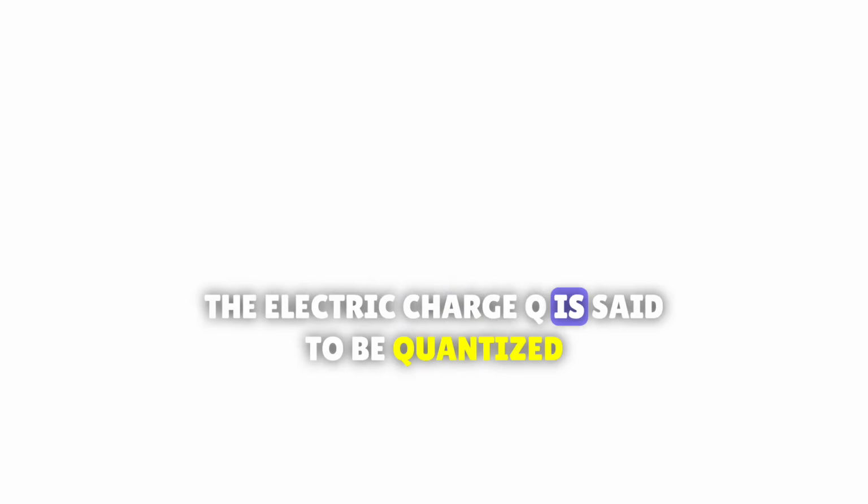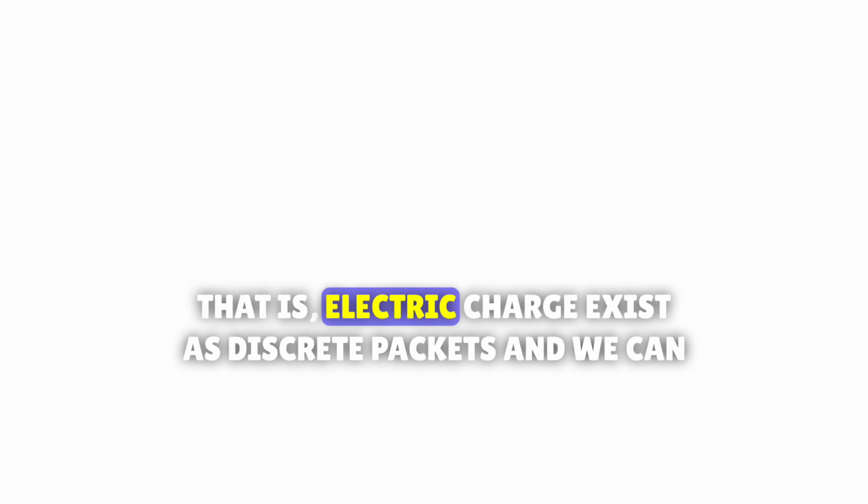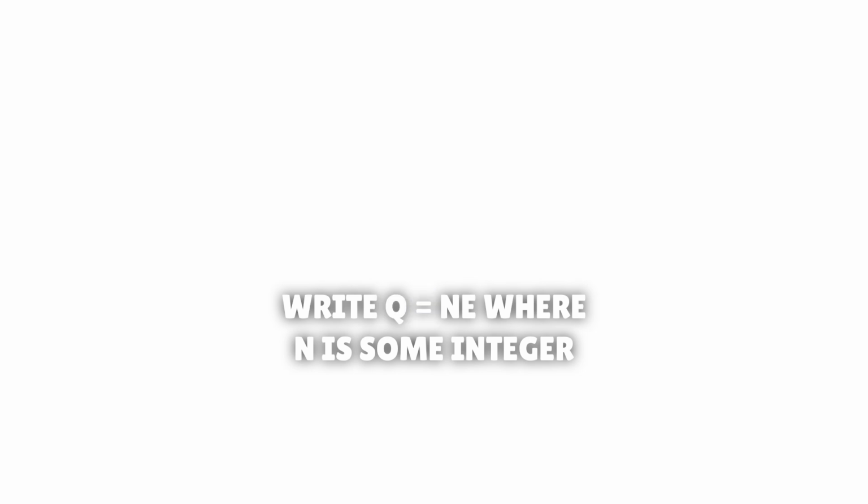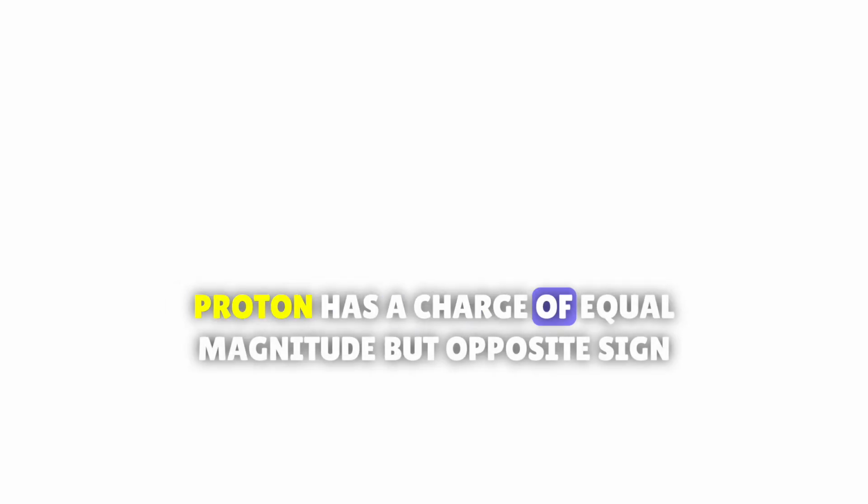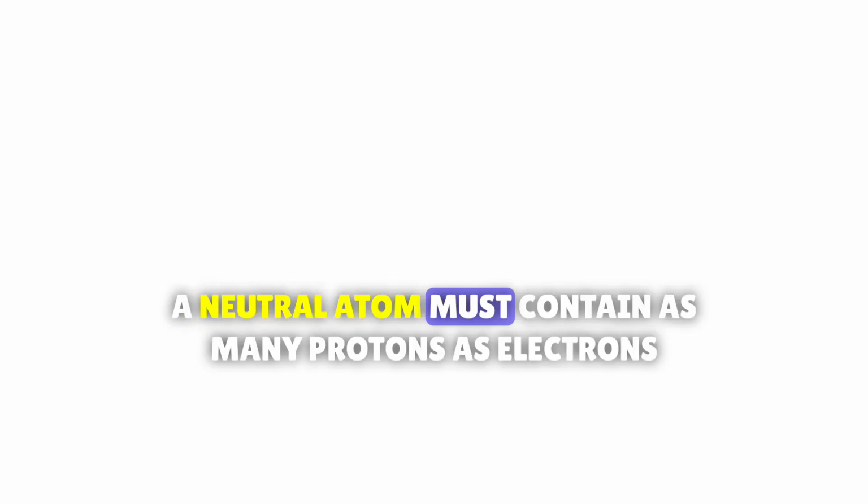of charge, e. In modern terms, the electric charge q is said to be quantized, where q is the standard symbol used for charge. That is, electric charge exists as discrete packets, and we can write q equals N e, where N is some integer. Other experiments in the same period showed that the electron has a charge minus e and the proton has a charge of equal magnitude but opposite sign, plus e. Some particles, such as the neutron, have no charge. A neutral atom must contain as many protons as electrons.